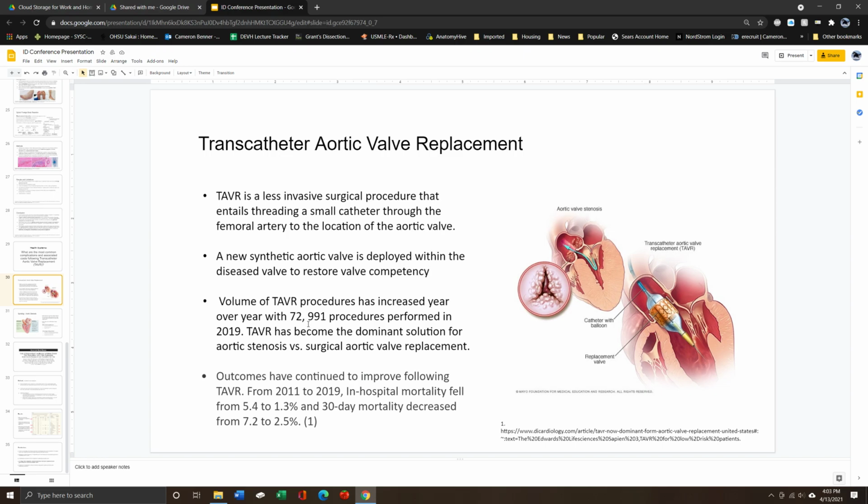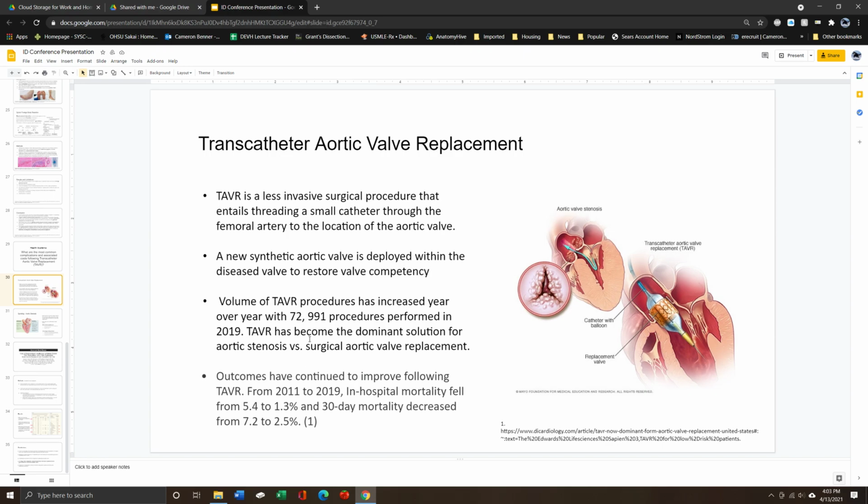TAVR is a recently developed, less invasive surgical procedure that entails threading a small catheter through the femoral artery access to locate the aortic valve, with a synthetic valve being deployed within the existing diseased valve to restore valve competency.